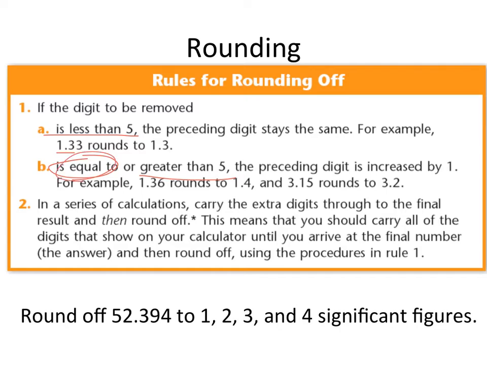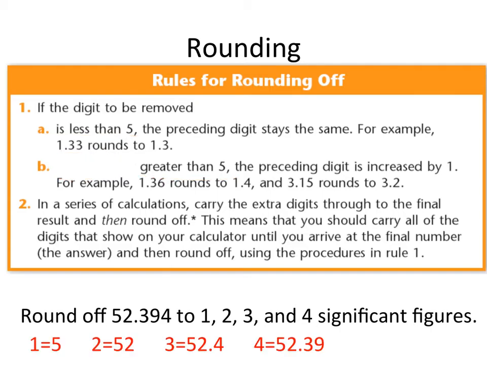So let's look at this one over here. Round off the 52.394 to 1, 2, 3, and 4 significant figures. So for the first one, just round to 1. The second one, round to 2, 3, and 4. So pause the video. We'll come back to see how you did.